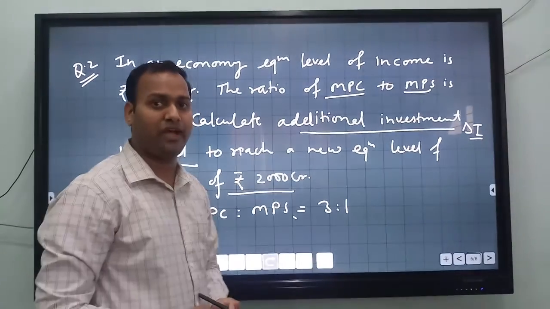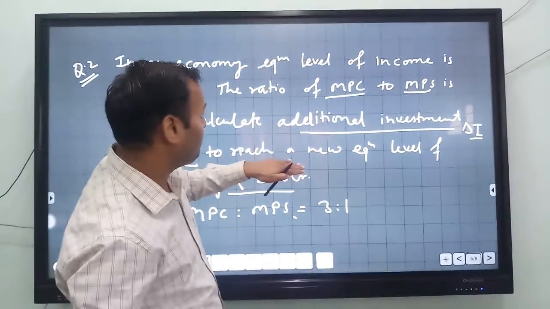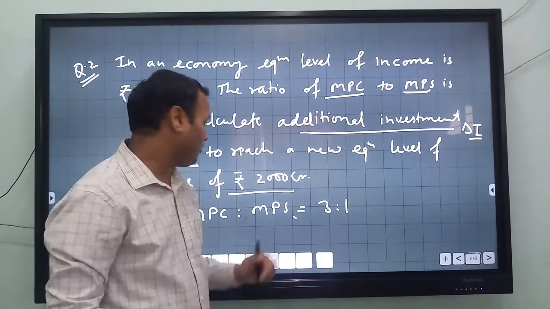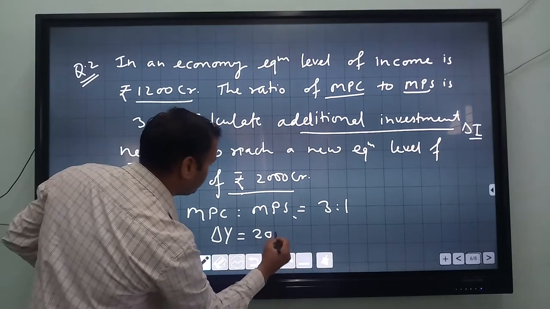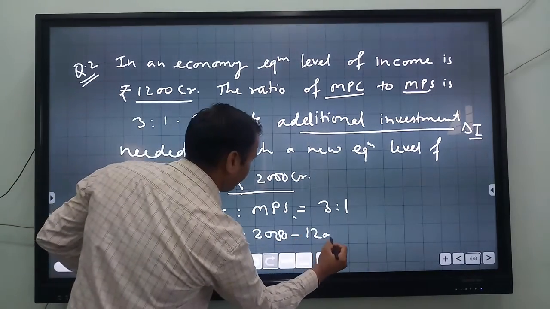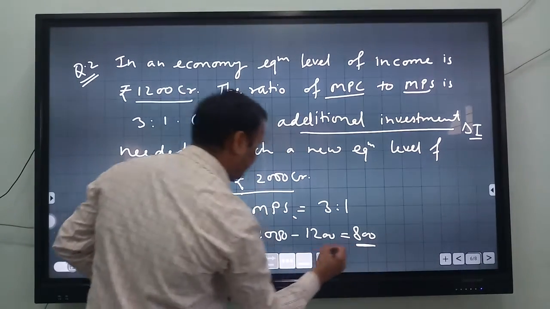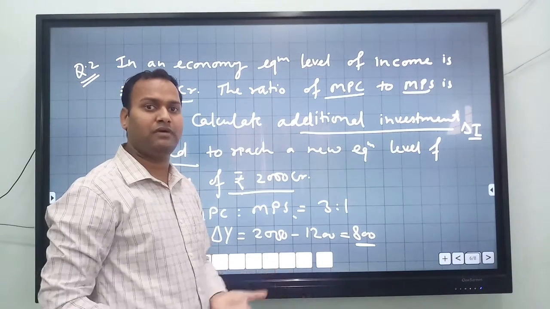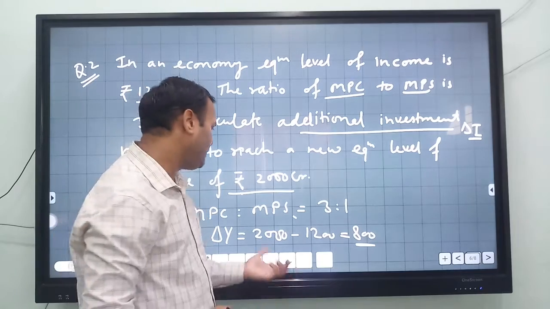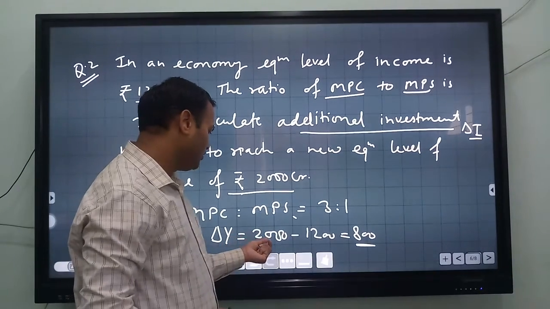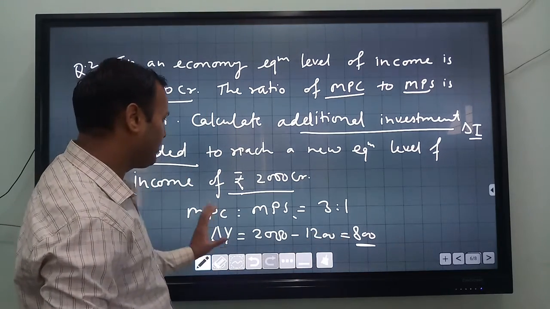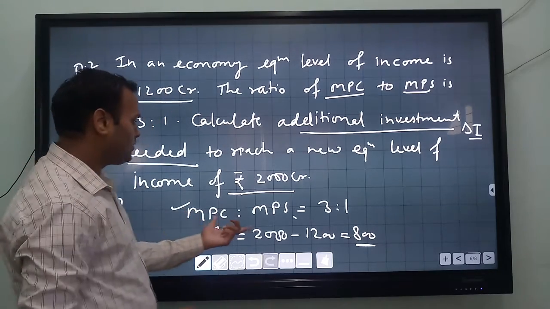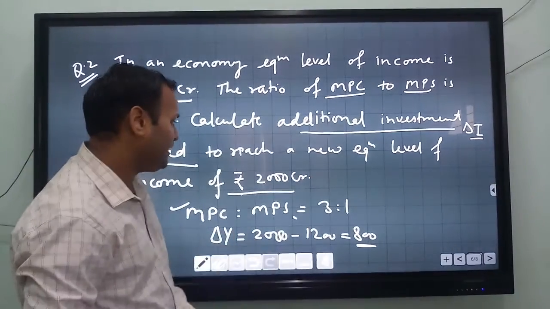Additional investment we have to calculate when the new equilibrium is reached at the level of 2000. So what is the value of delta Y? Delta Y is how much? 2000 minus 1200. Okay, so we'll calculate the change. Earlier the income was 1200, and we have to reach the income of 2000 rupees. So what is the difference between these two? 2000 minus 1200, that is 800. So delta Y is 800. So we have been given two things: MPC and MPS relation 3:1, and delta Y is 800.